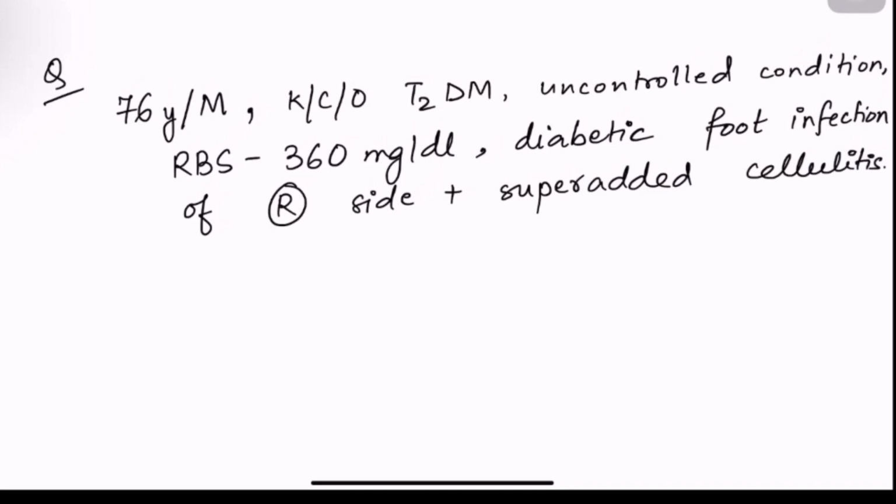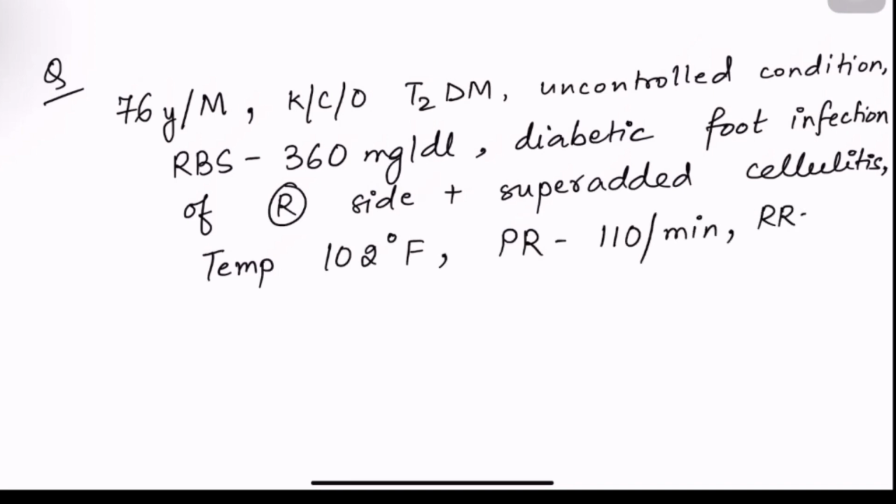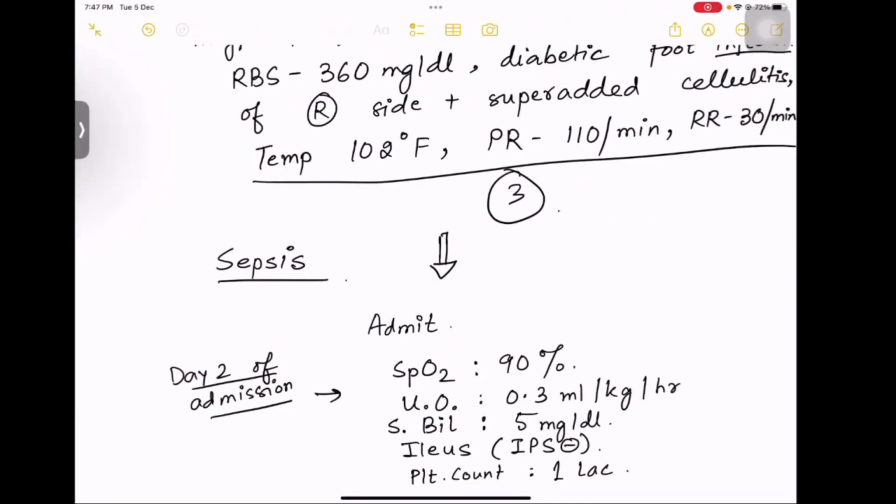Now tell me, what is this? And the temperature is 102 degree Fahrenheit, pulse rate 110 times per minute, and respiratory rate is 30 times per minute. So you can see that this is a condition of sepsis.